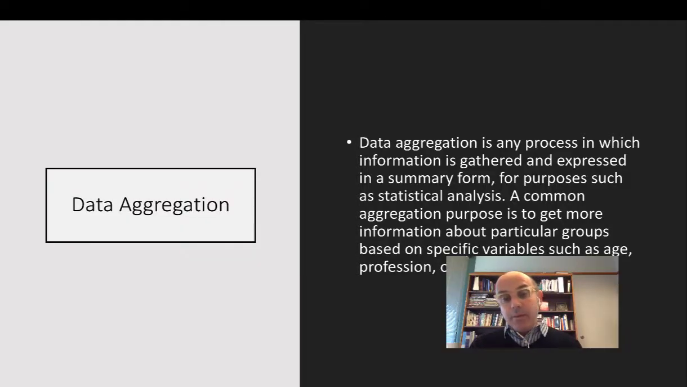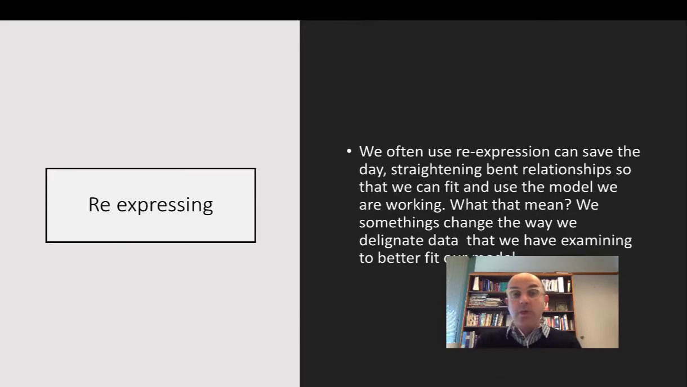Another process that we need to talk about, and we will use this term quite often in this class, is data aggregation, which is the process where information is gathered to express a summary form, or the ability to process it in a statistical analysis. And the idea here is, again, how do we aggregate the data such as age, profession, or income into particular groups? How do we do that? And this is part of your visual storytelling that you will need to do.